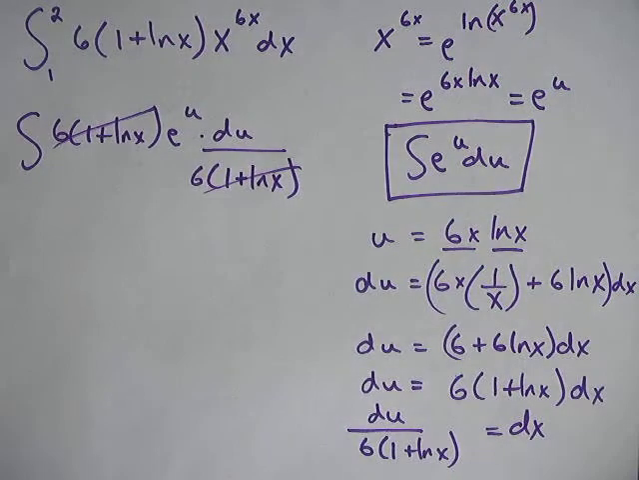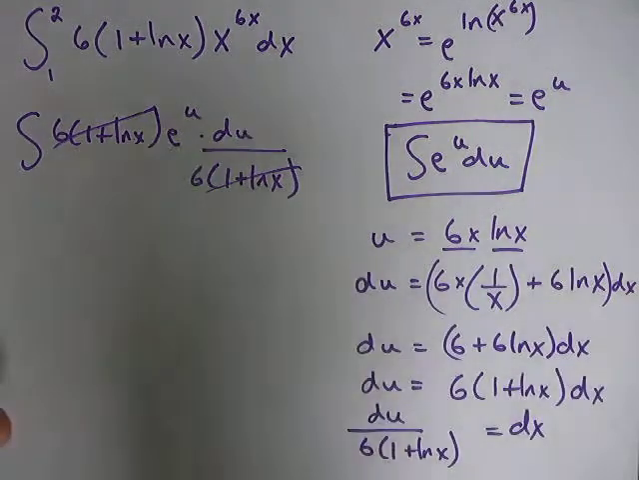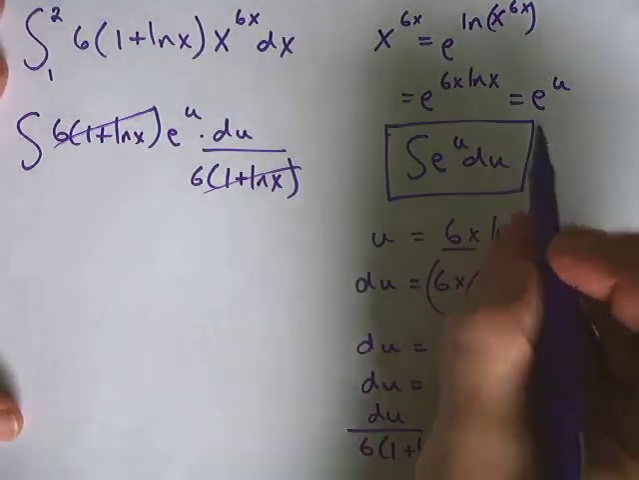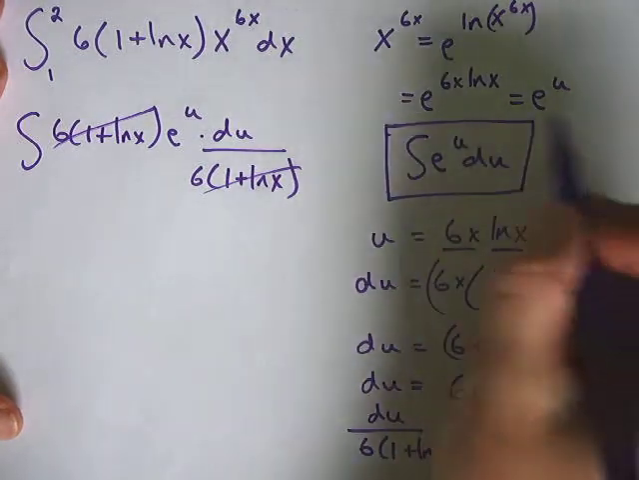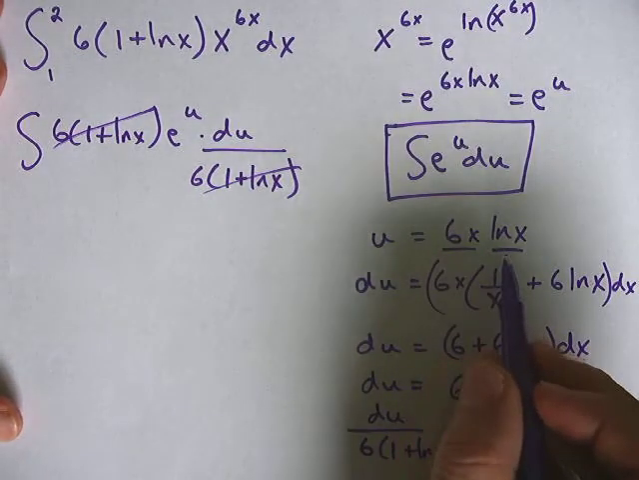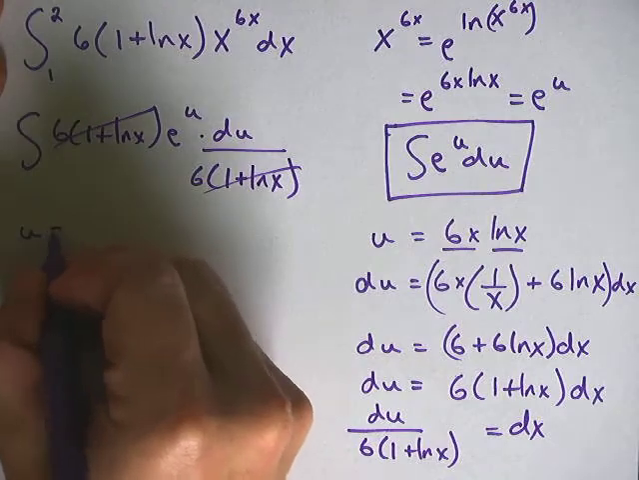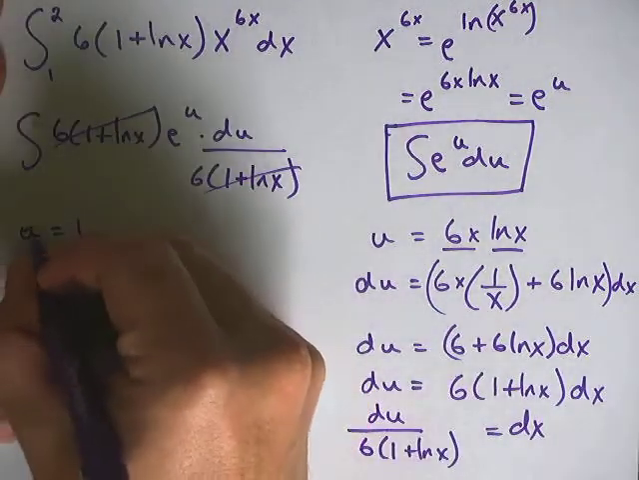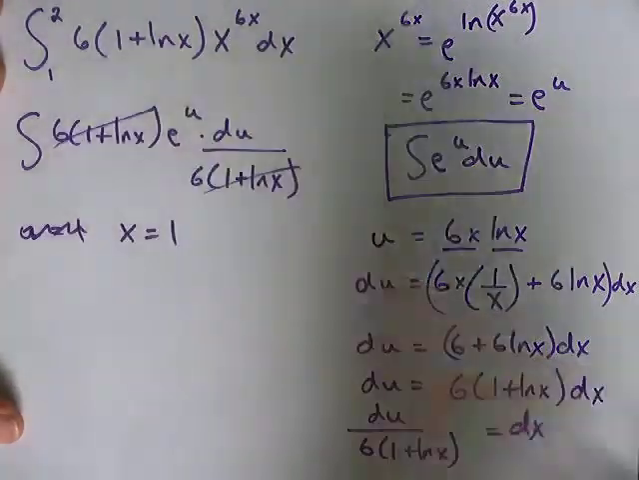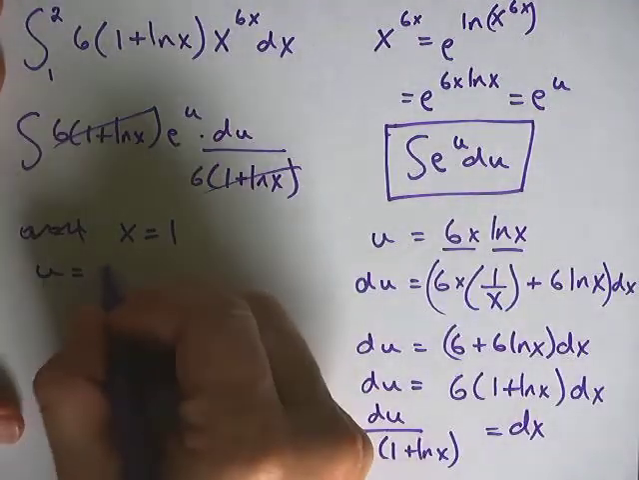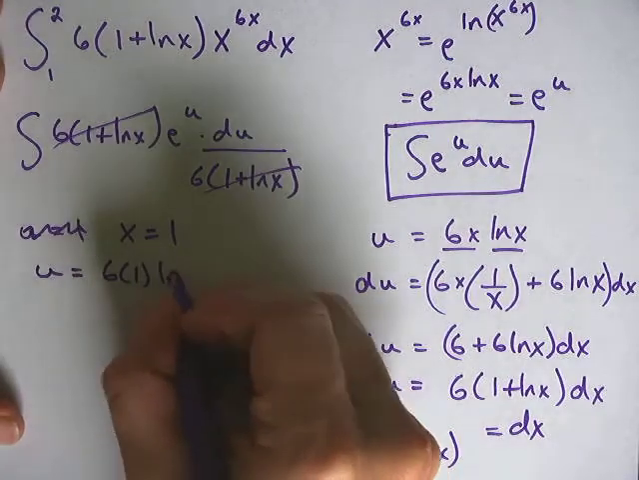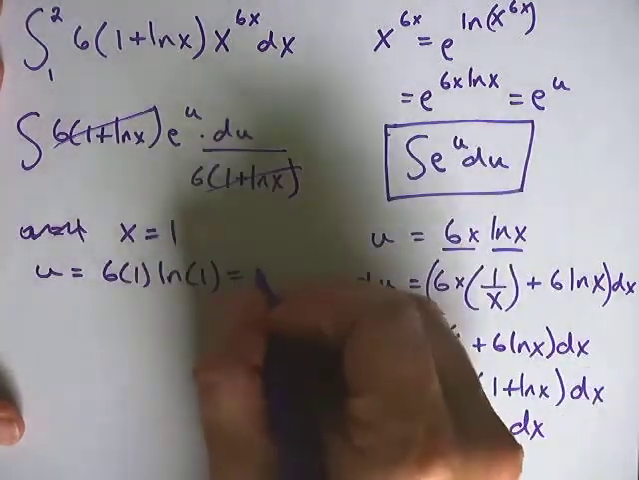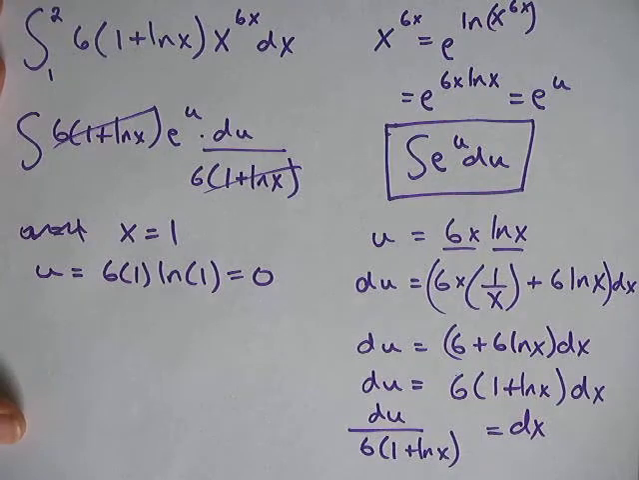But let's take a break real quick and find our new limits, because since we've integrated with respect to u and not x, we need new limits. So we have our substitution here: u is equal to 6x ln x. When x is equal to 1, we have u equal to 6 times 1 times ln of 1. Now ln of 1 is 0, so that gives us 0. That's our new lower limit.